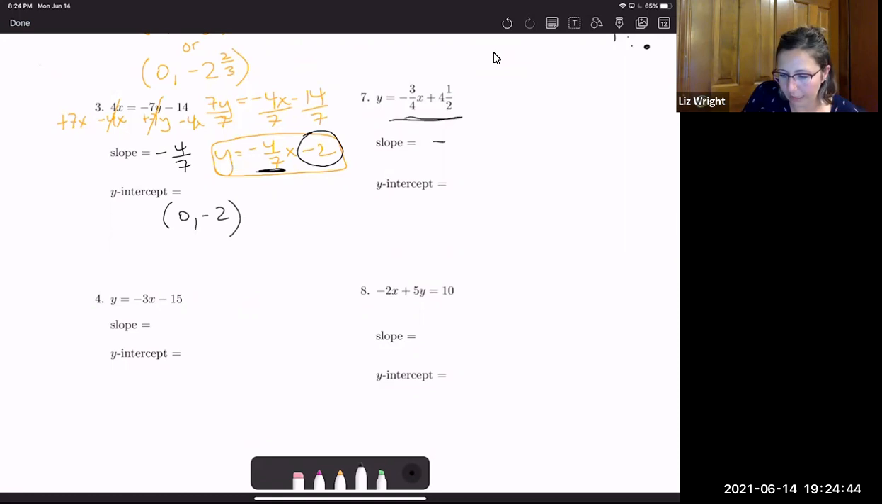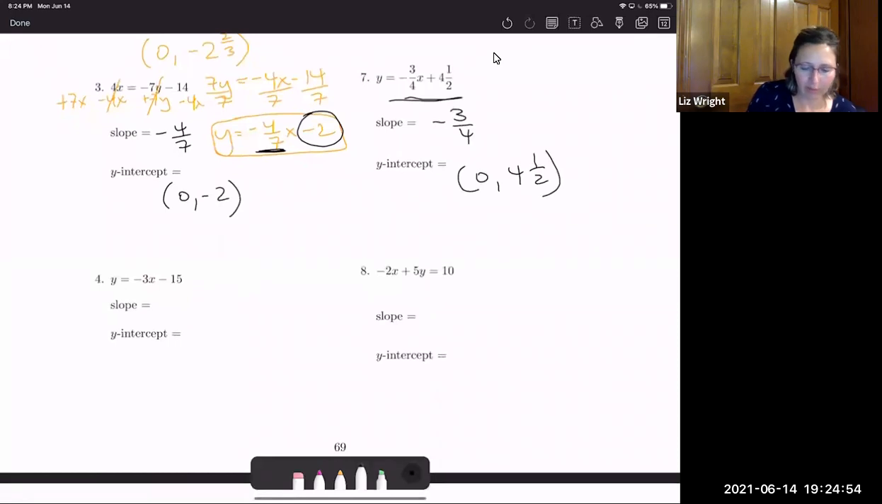So my slope is -3/4. And my y-intercept is going to be (0, 4 1/2), because it's already in slope-intercept form. So that was perfect. Same thing with number 4. Number 4 is already set up for us. So our slope is -3. And our y-intercept is going to be (0, whatever our b is), and it's going to be (0, -15).